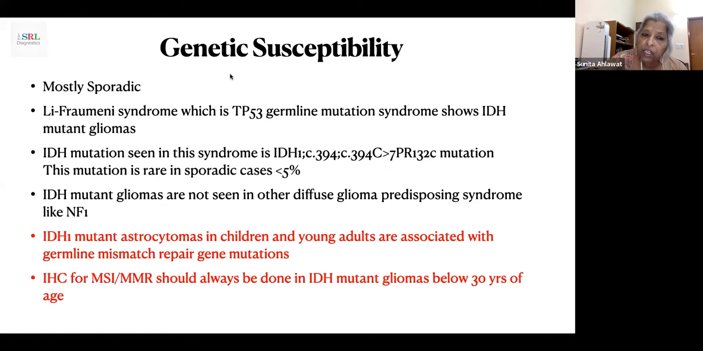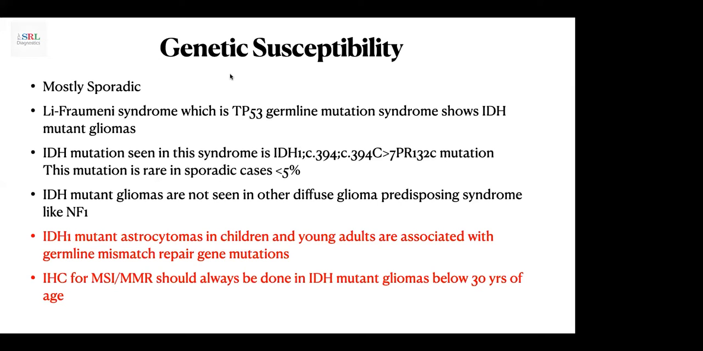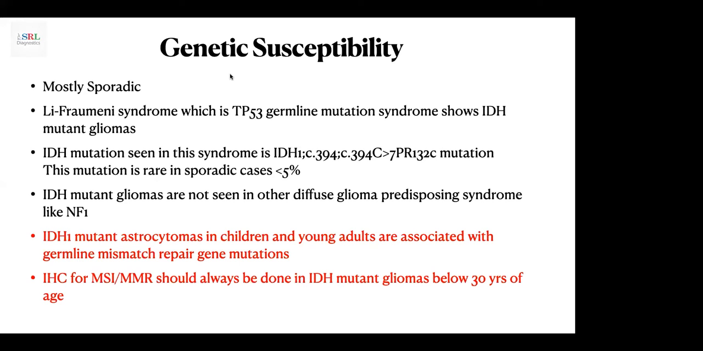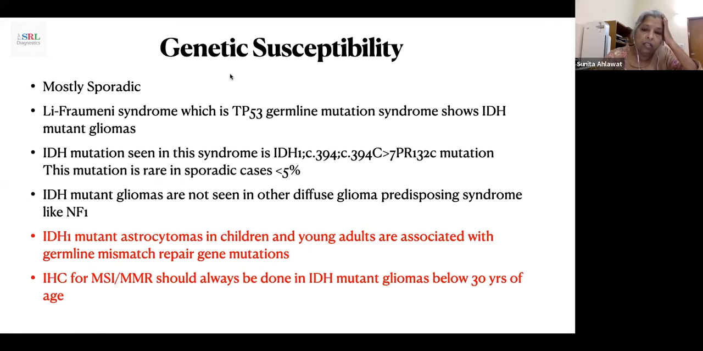The IDH mutant gliomas are not seen in any other diffuse glioma predisposing syndromes like neurofibromatosis 1, Turcot syndrome, or melanoma astrocytoma syndrome. The IDH mutant gliomas are not seen in any other hereditary or predisposing syndromes other than the Li-Fraumeni syndrome, that is the p53 germline mutation syndrome.